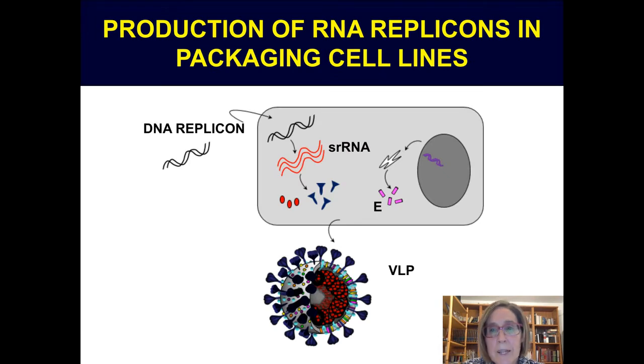These RNA replicons are produced from the engineered DNA replicon in packaging cell lines, which provide the missing E protein in trans. Other viral structural proteins are produced from the self-replicating RNA to form virus-like particles that include the viral RNA, the RNA of the replicon, to be delivered to target cells.